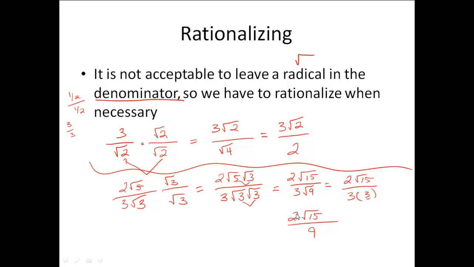Now the reason I can't multiply the 2 and the 15 together is because the 2 is not a radical, and the 15 is a radical, so they're not the same type of numbers. So they have got to stay separate. So that would be how we rationalize.